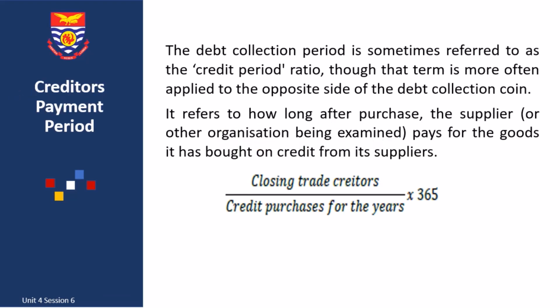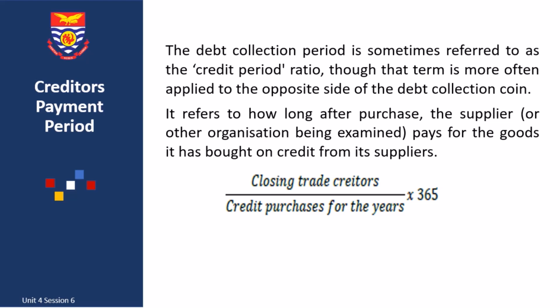Aside from the debt collection period, we also have the creditor's payment period. The debt collection period is sometimes referred to as the credit period ratio, though that term is more often applied to the opposite side of the debt collection coin. Creditor's payment period refers to how long after purchase the buying organization pays for the goods it has bought on credit from its suppliers.